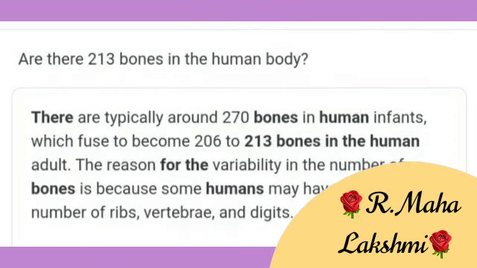Are there 213 bones in the human body? There are typically around 270 bones in human infants, which fuse to become 206 to 213 bones in the human adult. The reason for the variability in the number of bones is because some humans may have a varying number of ribs, vertebrae, and digits.